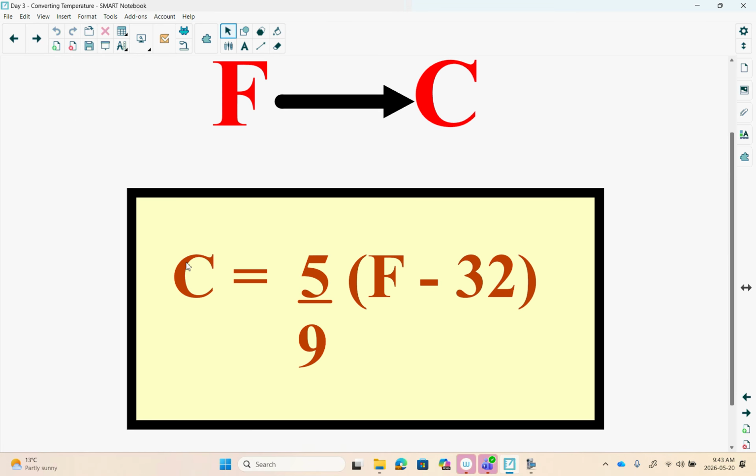to use. C for degrees Celsius equals 5/9 multiplied by your temperature in Fahrenheit minus 32. Now, when you're doing the order of operations here, what would you do first? The brackets, that's right. So you take your temperature in Fahrenheit and subtract 32, and then you would multiply by 5 and divide by 9. Fair? Here is an example.